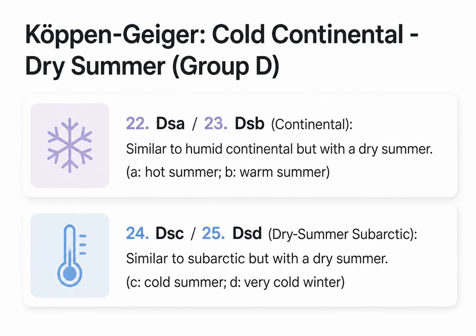The cold continental climates can also have a dry summer. Dsa and Dsb are similar to the humid continental climates we just discussed, but they experience a distinct dry period in the summer. Dsc and Dsd are subarctic climates that also experience this dry summer phase.